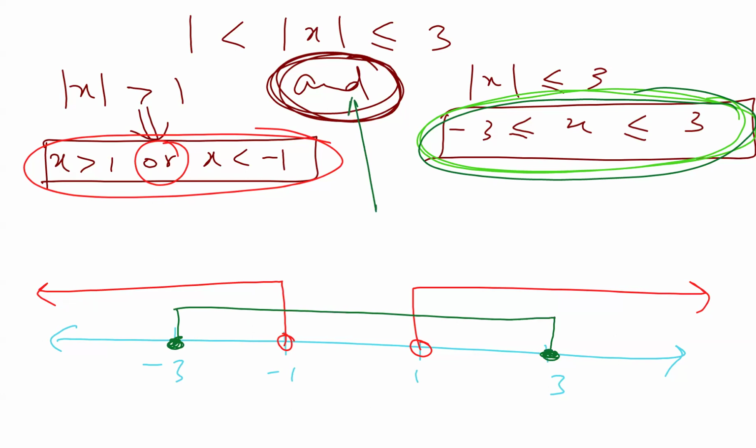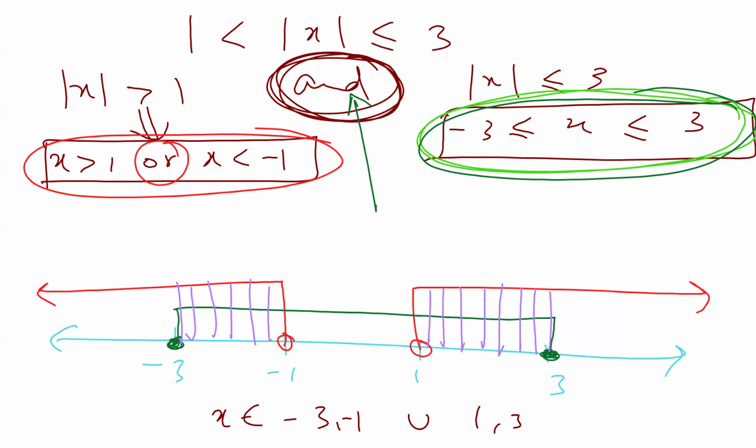Now this is "and". And means intersection. So what is the intersection over here, guys? So -3 to -1 union 1 to 3. Intersection means which is common to the red as well as the green line. This part where both red and green lines are there on top of each other. So x belongs to [-3, -1) union (1, 3]. Now 3 is shaded and -3 is shaded, so square bracket at -3 and 3, and round brackets at -1 and 1.